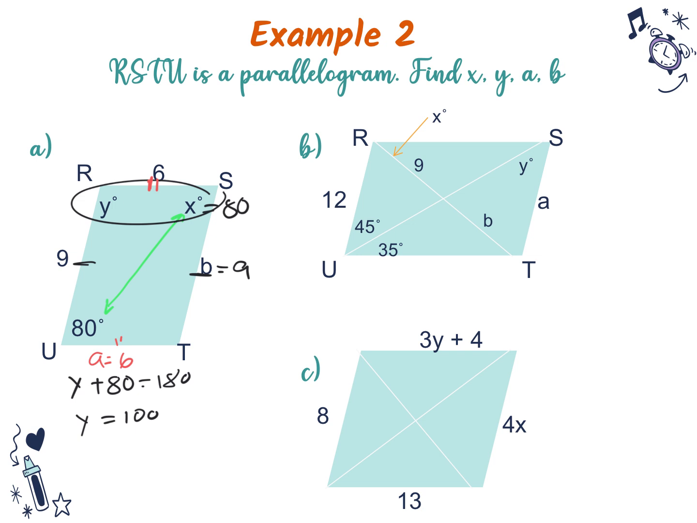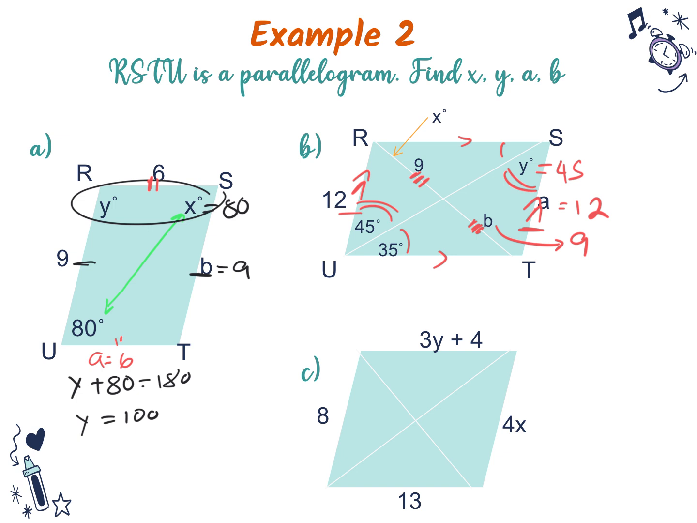All right, so for B, we're going to find X, B, Y, and A. So let's start. Remember, guys, these two are parallel. So these angles are congruent. Therefore we can say Y is equal to 45, as well as this segment is congruent with this segment. So we can say A is equal to 12. Because we know the segment bisectors are the diagonals, this segment is congruent with this segment. So we know B is equal to 9.